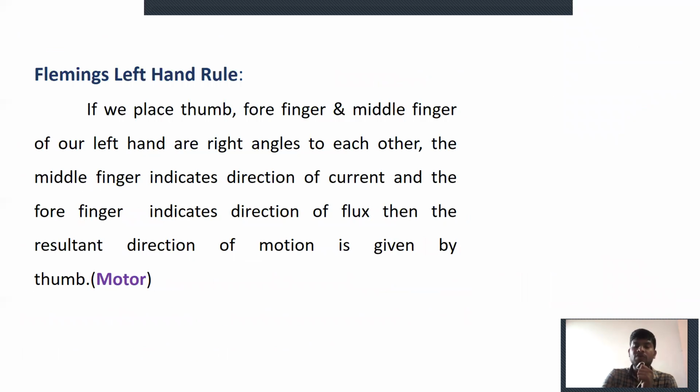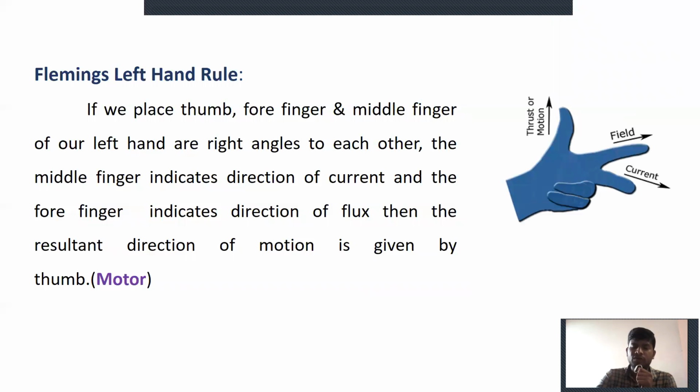Next one is Fleming's left hand rule. This is useful in DC motors. These are the basic rules to find in which direction we get the induced EMF, which is why I explained the two rules here. So, Fleming's left hand rule.